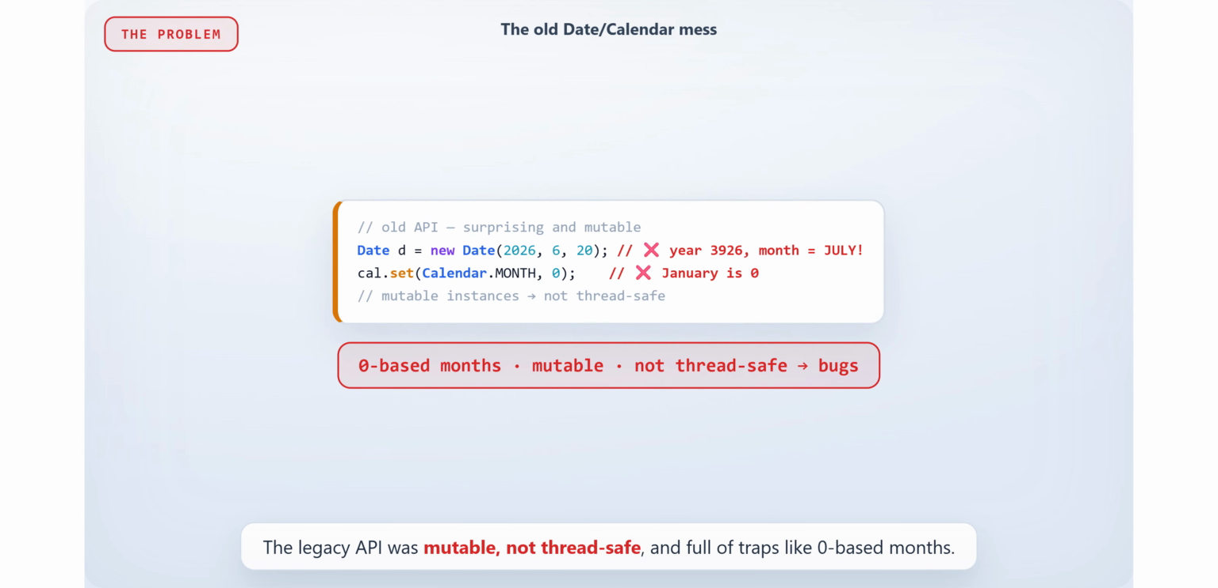Why did we need it? The old API was a minefield. New Date with 2026 actually meant the year 3926, and months were zero-based, so 6 meant July. Worse, Date and Calendar were mutable and not thread safe, which caused subtle bugs.